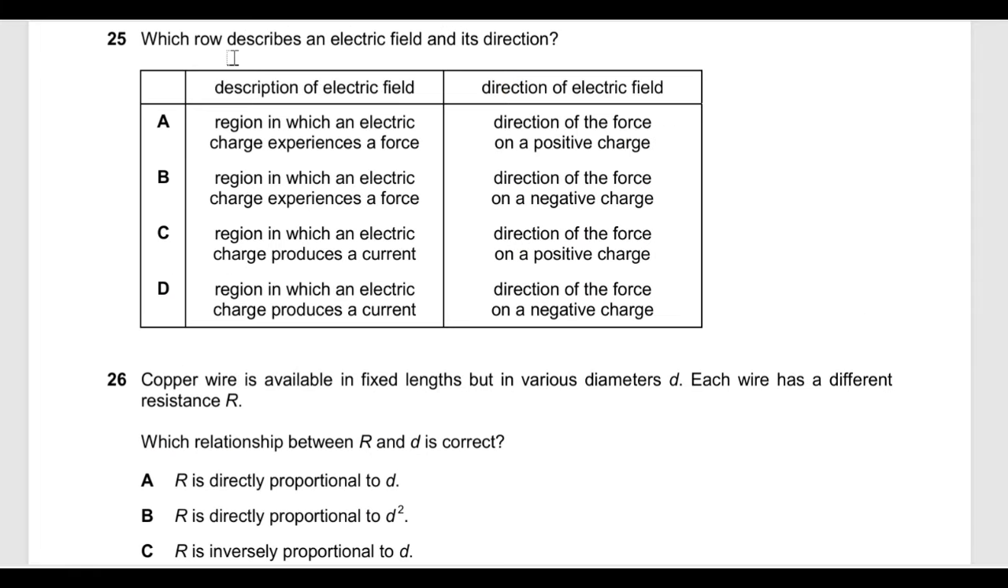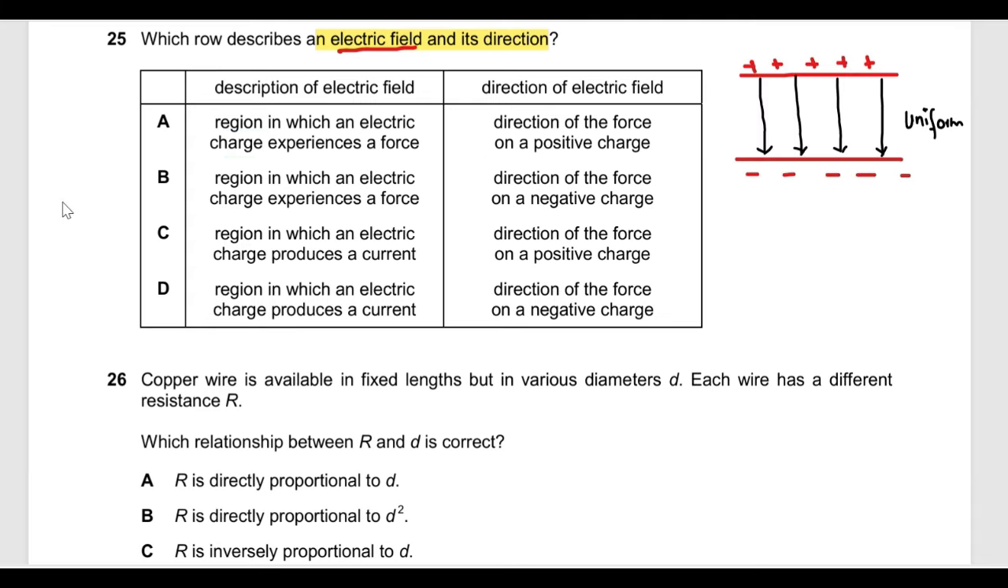25 says which row describes the electric field and its direction. If we talk about the definition of electric field, it is the region in which electric charge experiences a force. Now the direction of electric field. Consider that we have two charged plates and there is electric field between them in the direction shown. If there is a positive charge, it would be attracted towards the negative plate.